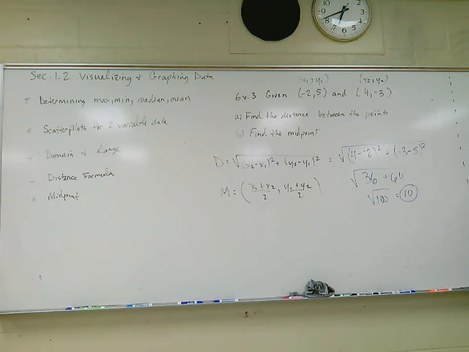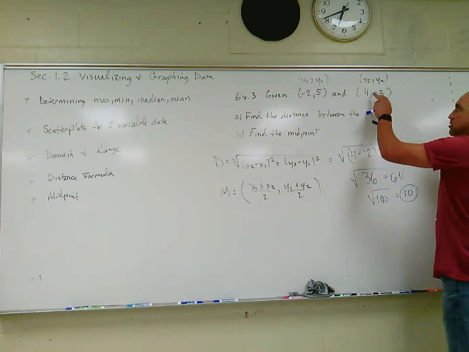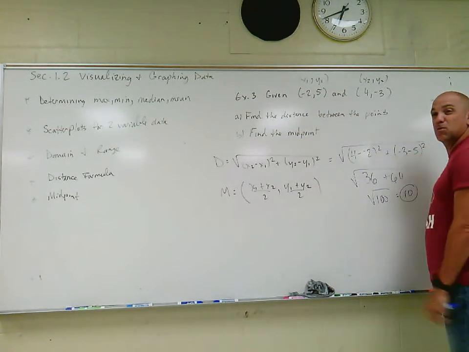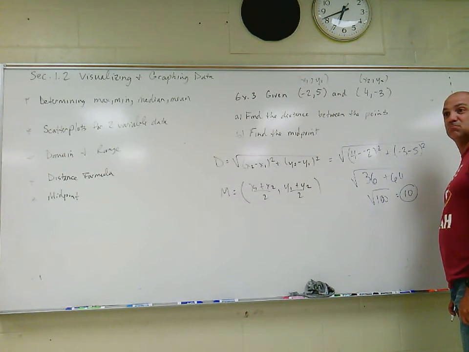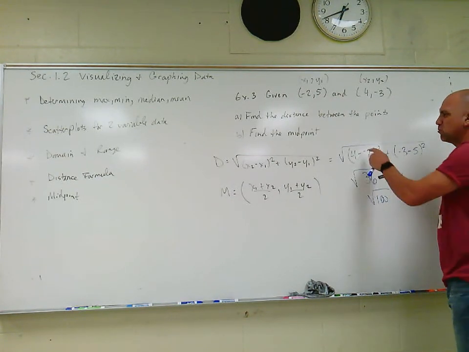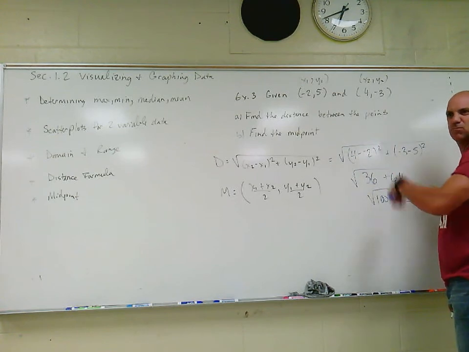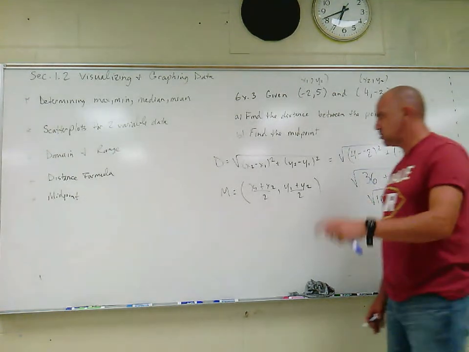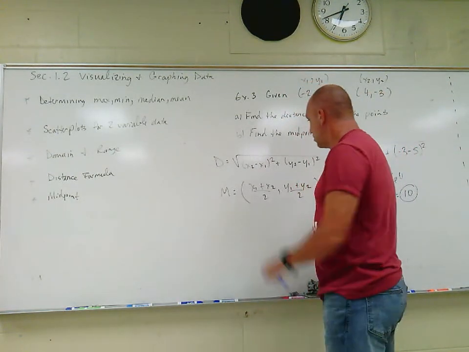All right, any questions on how we did that there? So it's just plug and crank, right? You just have to identify your points. Now, let's say Paige decides she wants to use this as her first point and that as the second point. Do you think it will change the distance? No, because even if you reverse it, you're still squaring, which comes out positive. It won't change it.